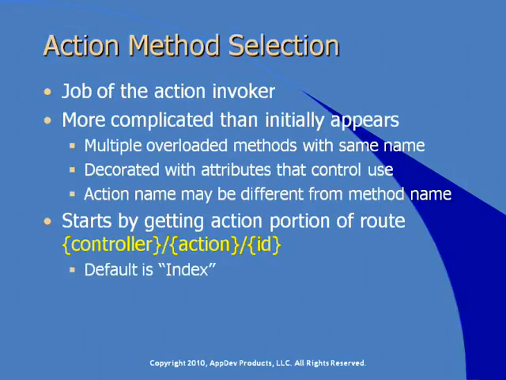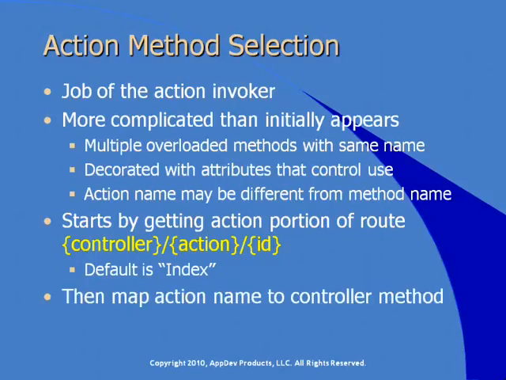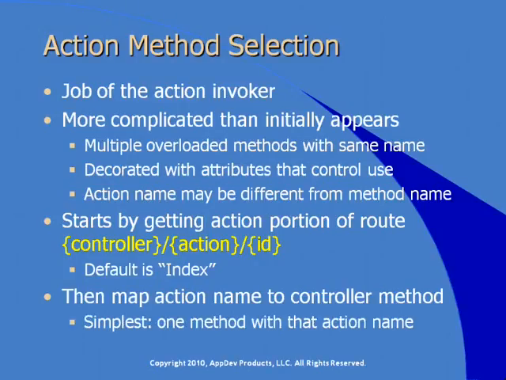But even if the current URL doesn't include that action portion of the URL, then the default route definition defines it to be the index action. And then, once the action invoker has the name of the action, it needs to map that action name to a method of the controller. The simplest case occurs when there is a single method in the controller class with a name that matches the action name. For example, in a brand new MVC application, the index action of the home controller maps to the index method in that controller. There's only one index method within that controller class.